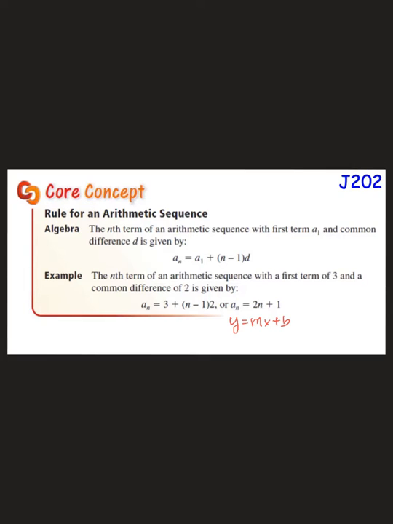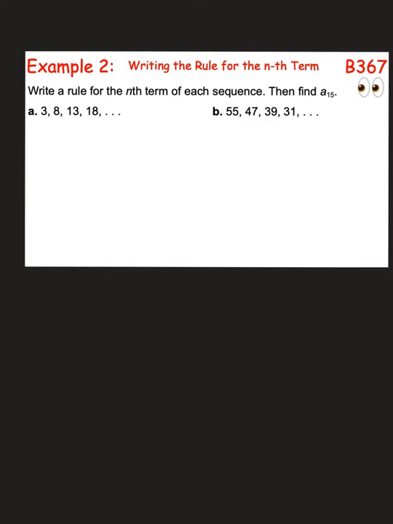In other words, 2 is the rate of change or the slope, and the plus 1 is the y-intercept or the 0th position in the sequence. In these problems, we are going to write the rule for the nth term of each arithmetic sequence, and then we are going to find the value of the 15th term.